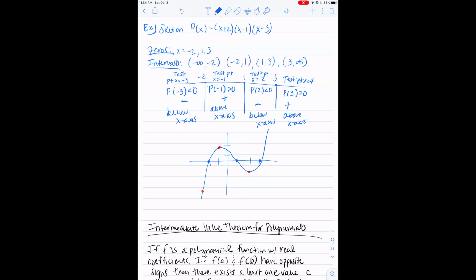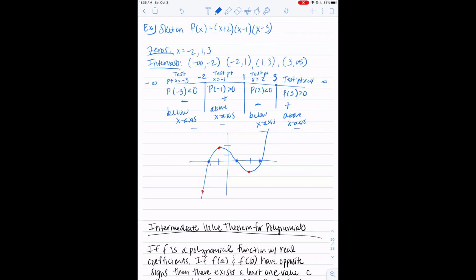So I split this up. Here I put my roots of -2, 1, and 3, and these are kind of like the intervals here. For the -infinity, I'm going to put over here, and then infinity over here. So I have my test point between -2 and -infinity, which is -3. When I plug that into my P of x, I get a negative. So P of -3 is less than 0.